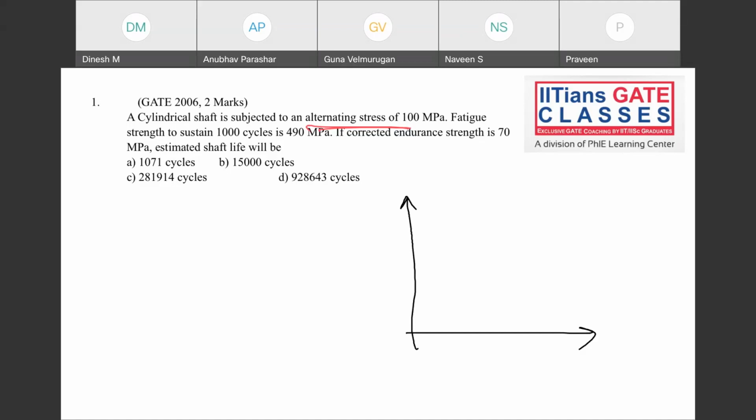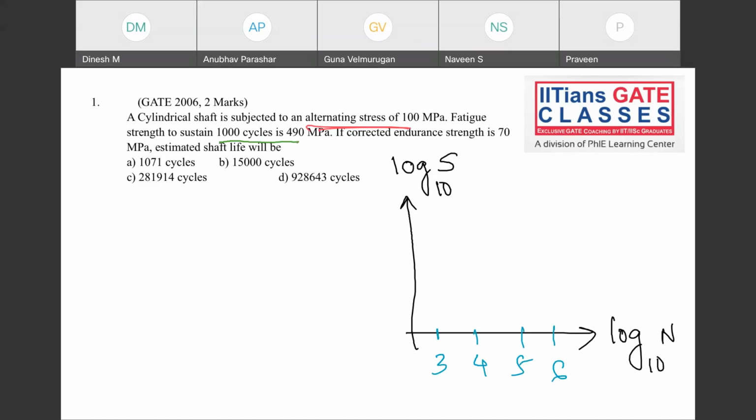So on the y-axis, we know that we are going to plot what exactly? Log to the base 10 of stress amplitude. We're going to plot stress amplitude, let me say S, on the y-axis, and on the x-axis, log to the base 10 of the number of cycles. Okay, we can start from 3. Let me say this is 3, 4, 5, 6.